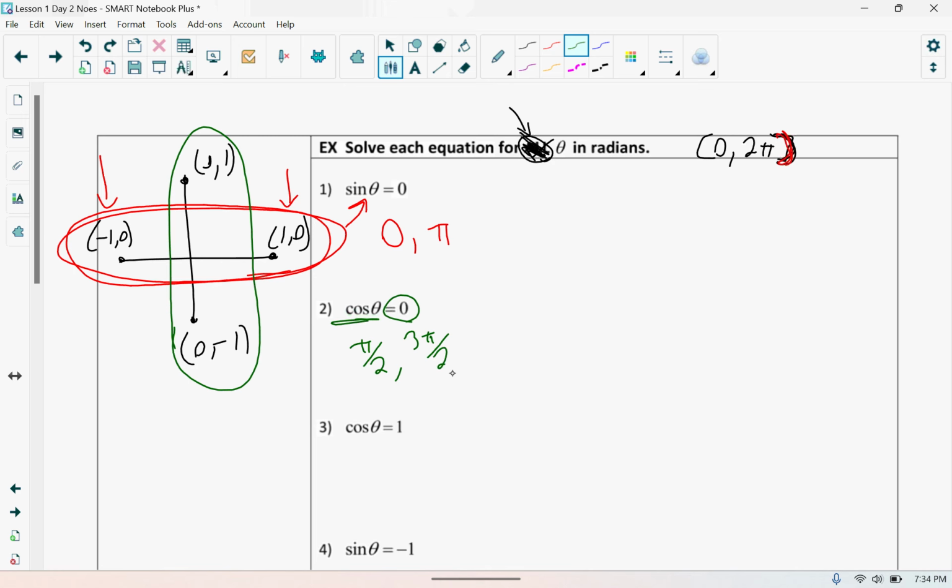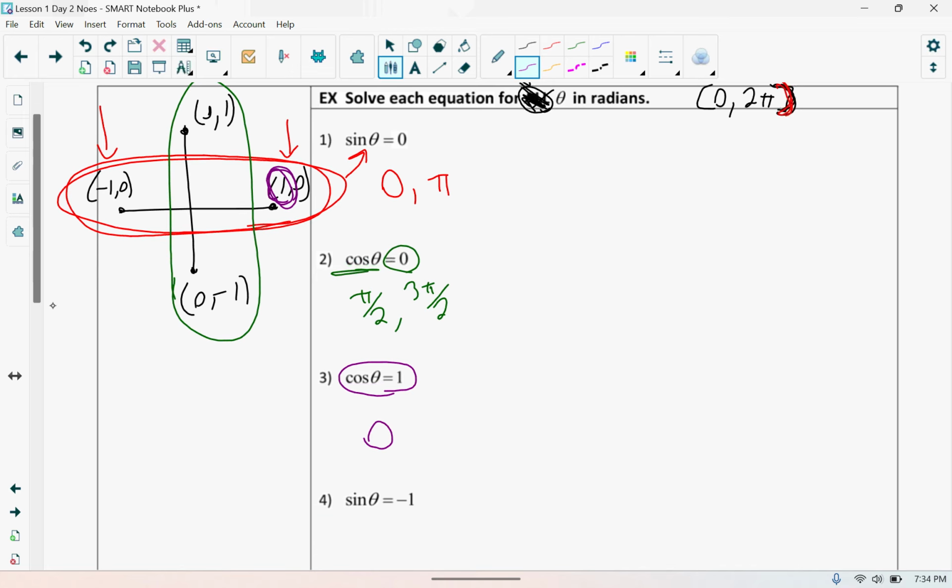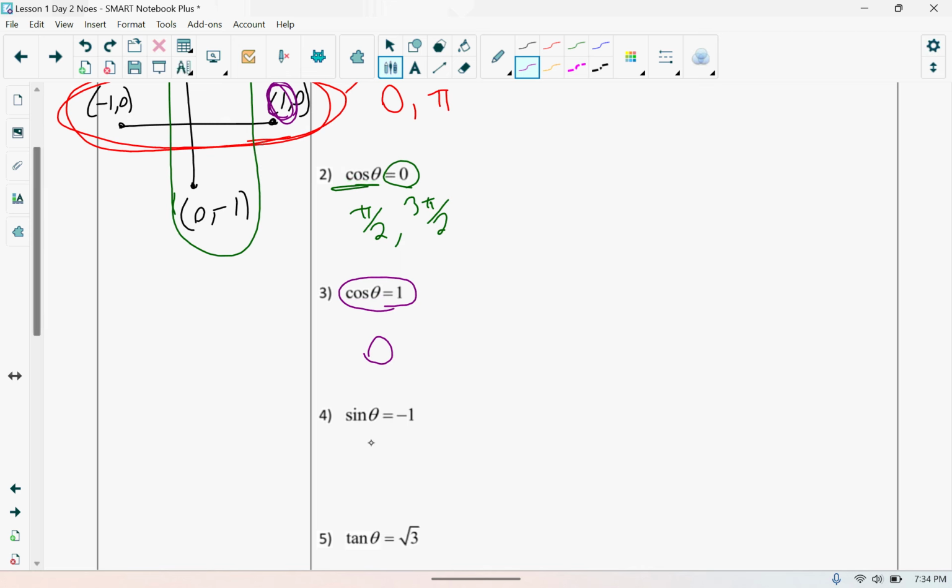Okay, let's keep going. Number 3, I'll do this in a different color. I'm looking for when the cosine of theta is 1. Basically when my x value is 1. So I'm looking at right there. That's the only time that it's 1. So then my answer would just be 0 radians. Remember, you don't put a degree or any kind of radian unit there. It's just 0.